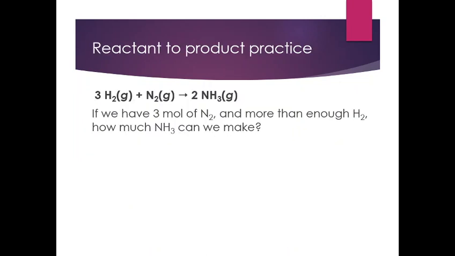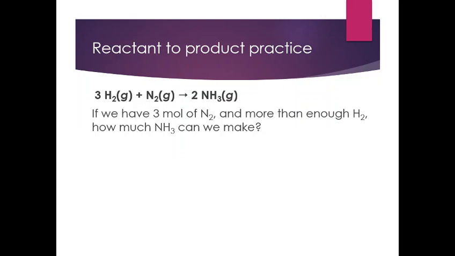So let's do a practice. If I use that equation I just showed you, 3H2 plus N2 gives you 2NH3, and I'm telling you that we have 3 moles of N2 and more than enough H2, how much of the NH3 can we create? So first we have to figure out what relationship we have and what we're even trying to look for. In the problem, I give you 3 moles of N2, but at the end, I'm asking you how much NH3 can we make?